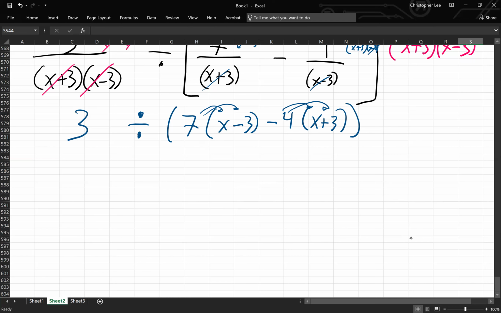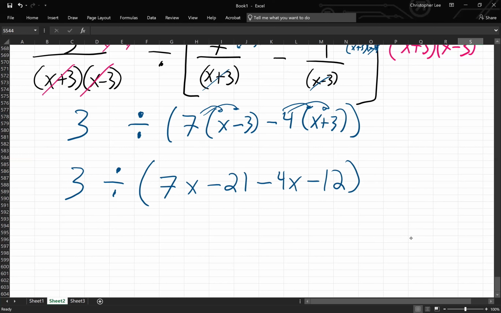Denominator, get rid of it. We get rid of it, right? Make life easier. So now I have 3 divided by, what's this? 7x minus 21 minus 4x minus 12. Combine like terms. So what do I have? 3 divided by, what's this? 3x minus 33, right? Okay.